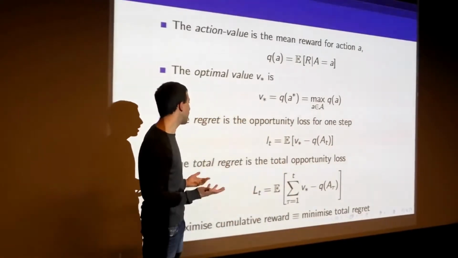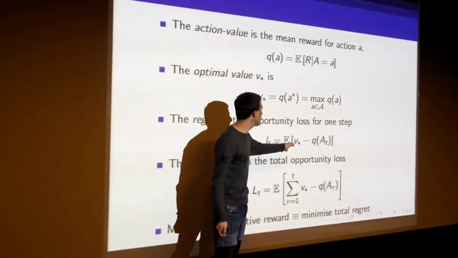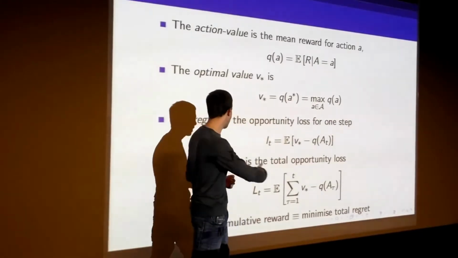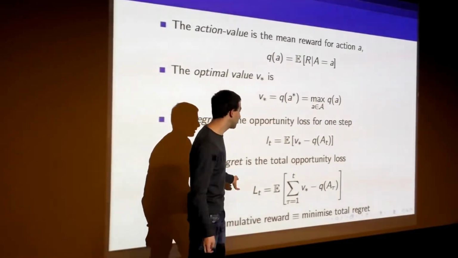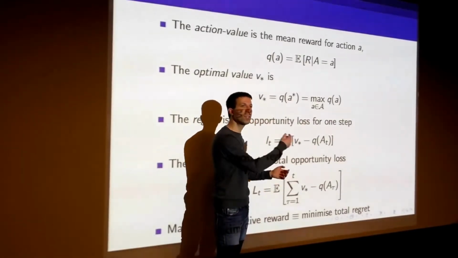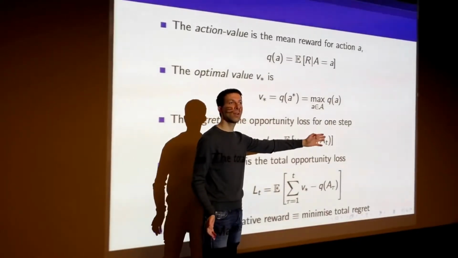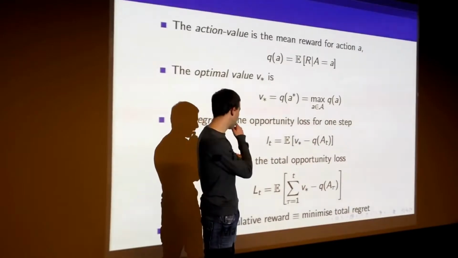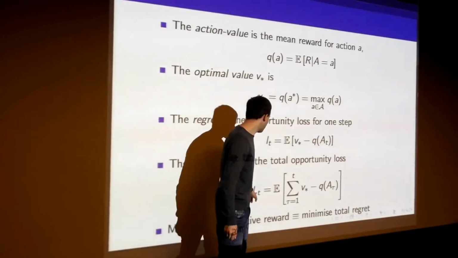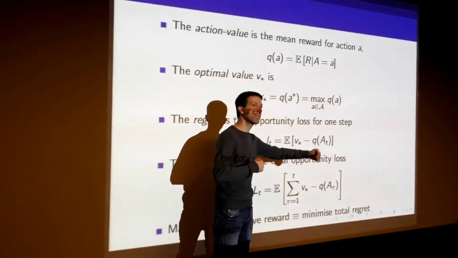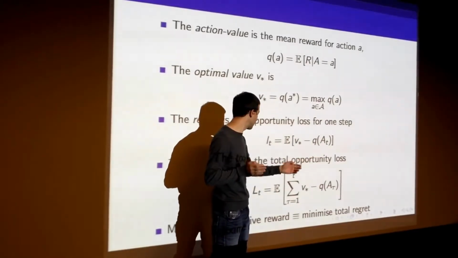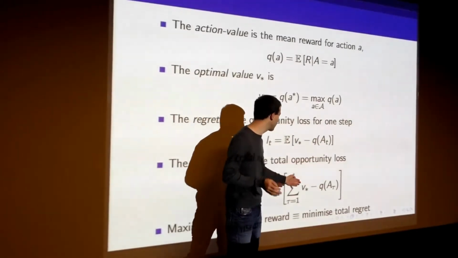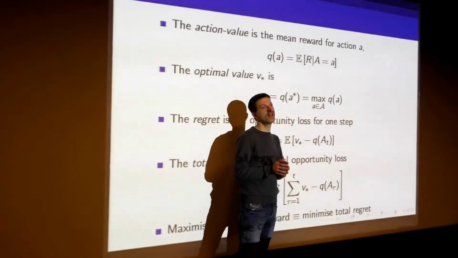So the total regret is just summing these opportunity losses over time. We want to see what's the total regret that we're incurring if we just keep playing and keep playing forever. We're going to play this game for t steps, and now we want to know if we play for t steps, how much opportunity loss do we incur?